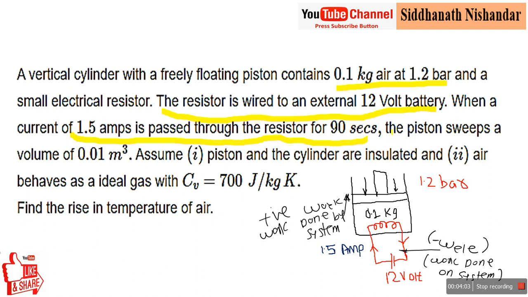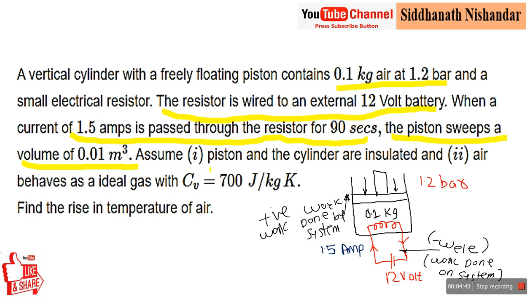There is one piston-cylinder arrangement, and the 0.1 kg of air is heated with the help of electrical resistance coils supplied by the 12 volt battery, with the current flowing through the coil around 1.5 ampere. As a result, the piston sweeps a volume of 0.01 m cube. So we are supplying electric work, the air first increases its internal energy, then tries to expand, so the piston moves through 0.01 m cube, and we get some mechanical work.